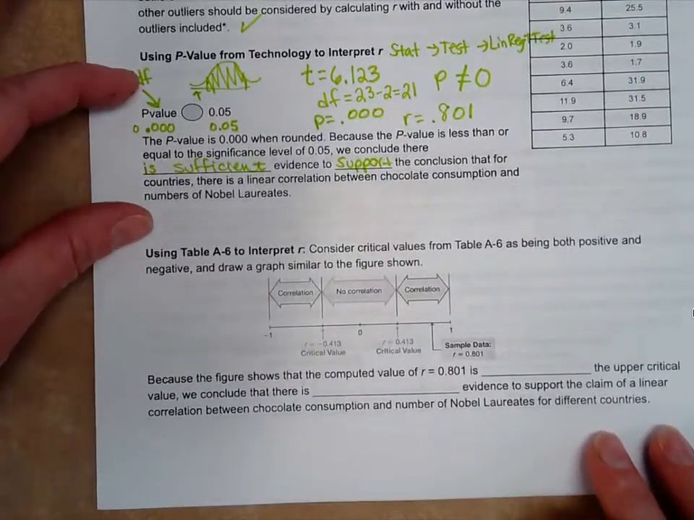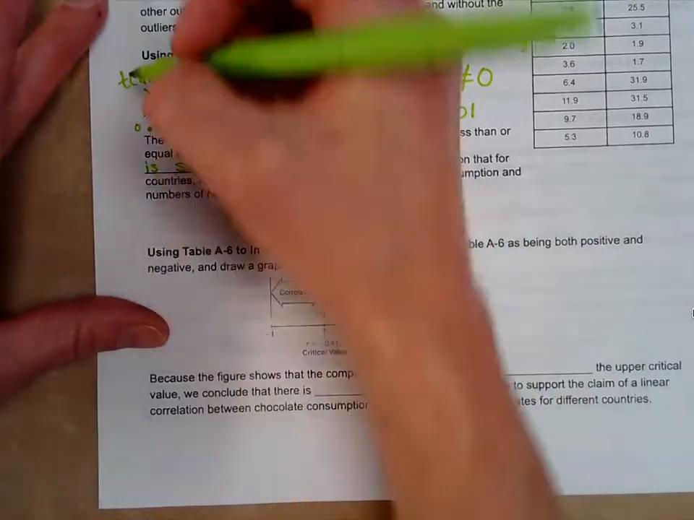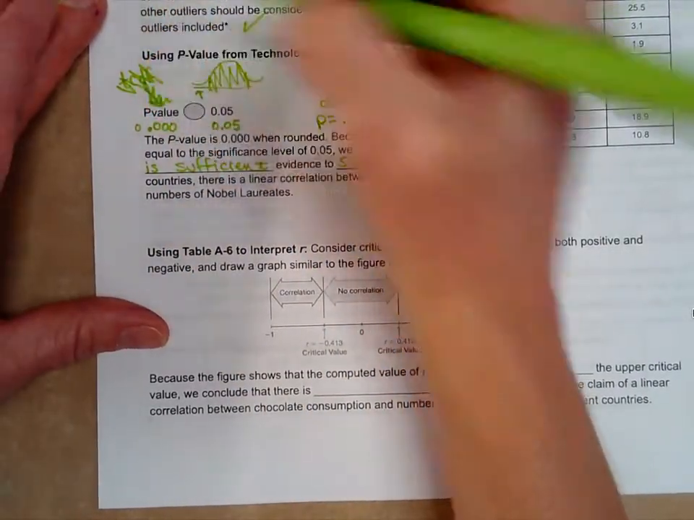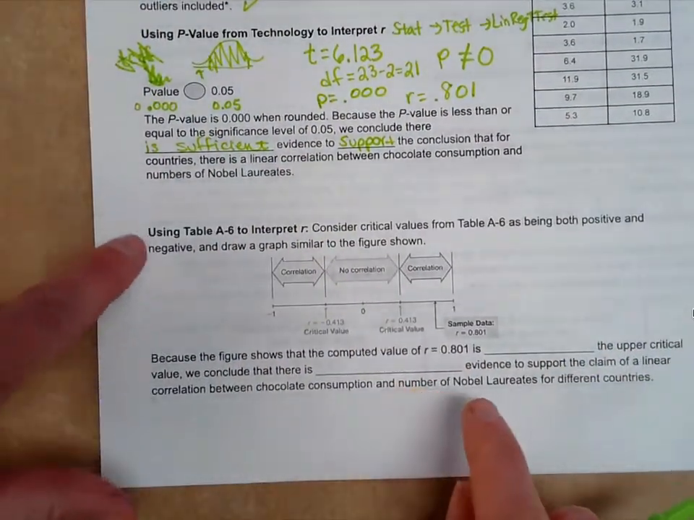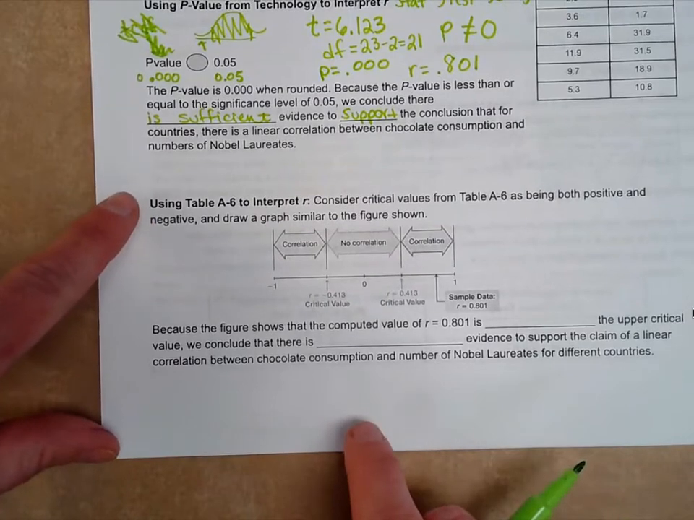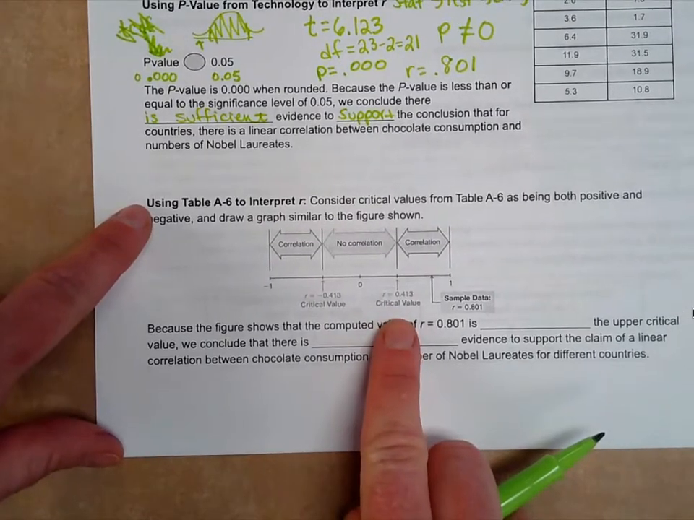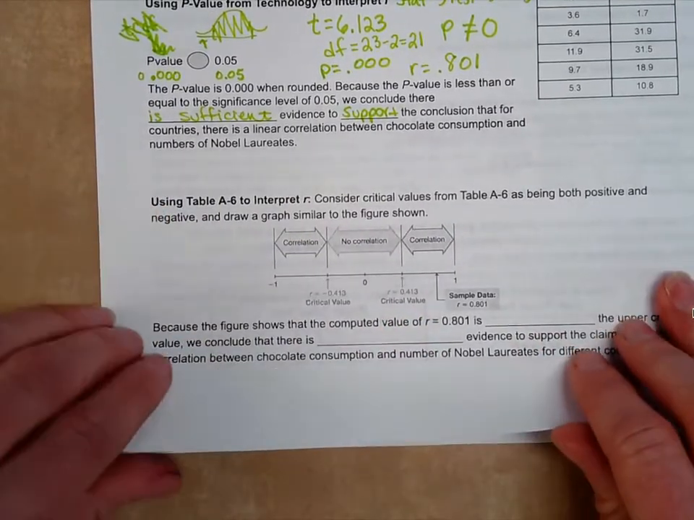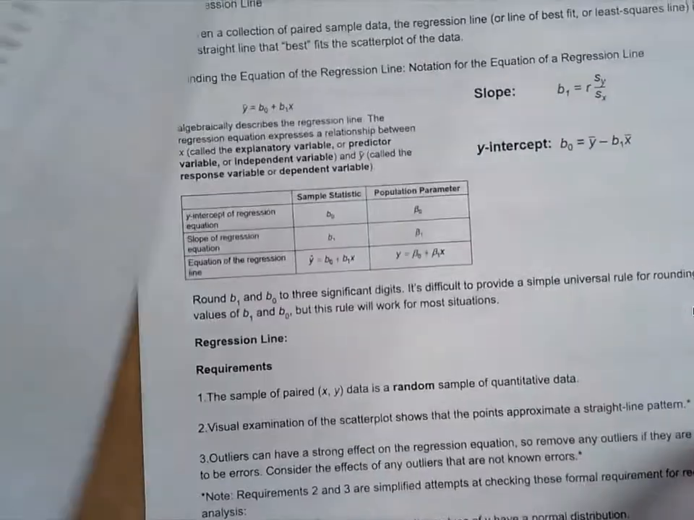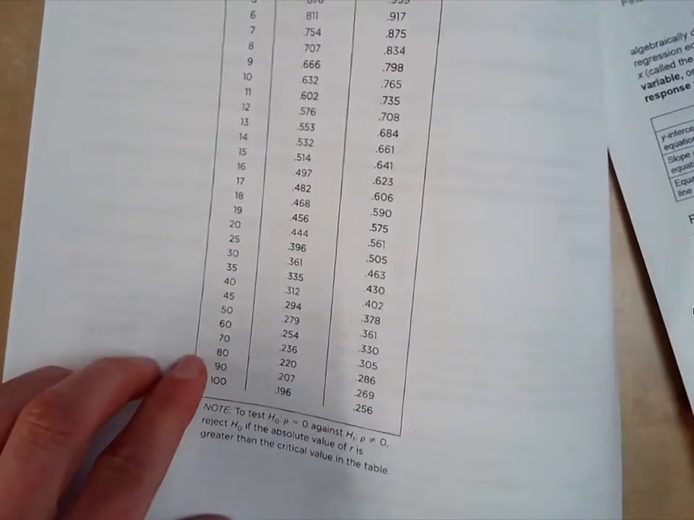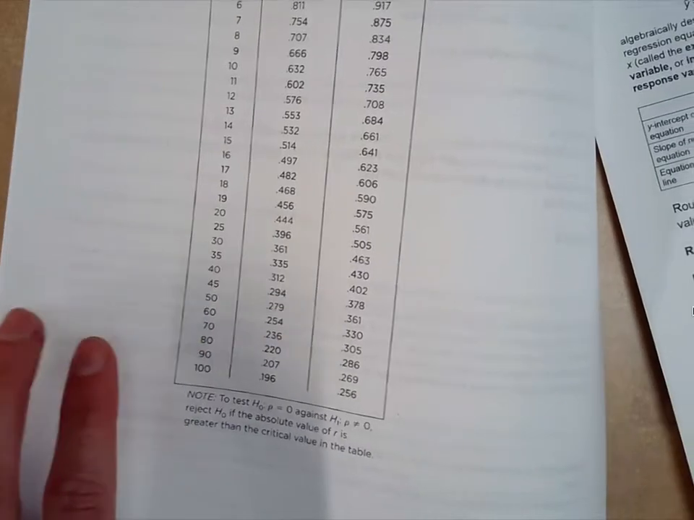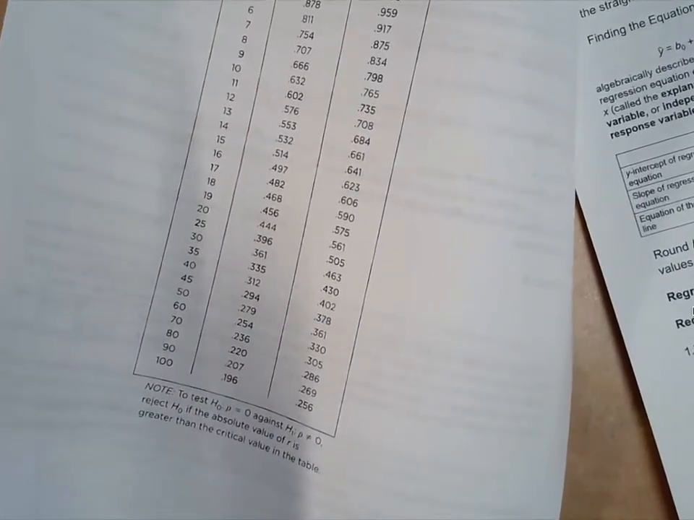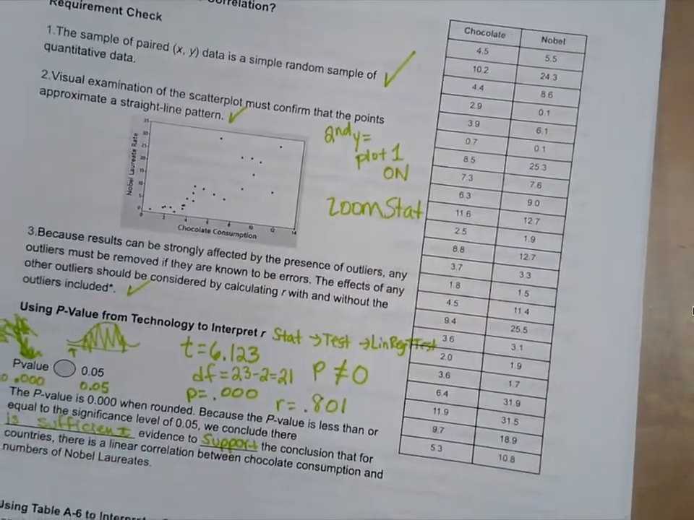Okay, so that was an easy way to find it. We didn't have to do tcdf because it gave us the p-value. So let's look at the other way to interpret it. We need to find the critical value. So the critical value comes from the table. So look at the table. It's table A6.